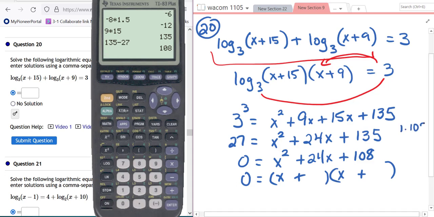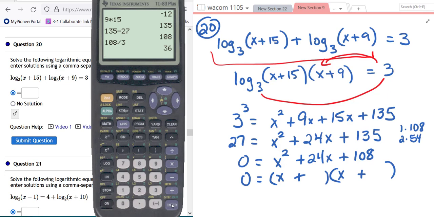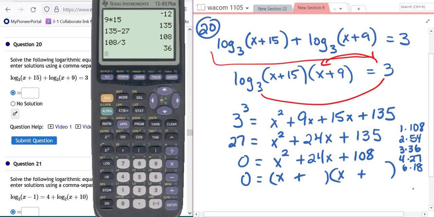So 1 times 108, and then I divided by 2, which was 54. I tried 3, so 108 divided by 3, and that's 36. I'm getting closer. But that's your strategy. I mean, it seems silly, but that's what you're having to do. 4 times 27 is next. It does not work. We're still getting closer. 5 doesn't go. 6 times 18 gives 108, and it works. All right, so 6 and 18.